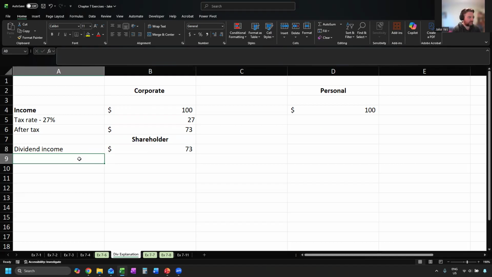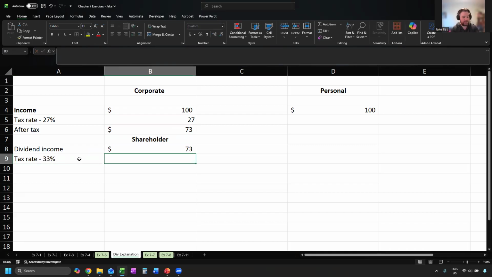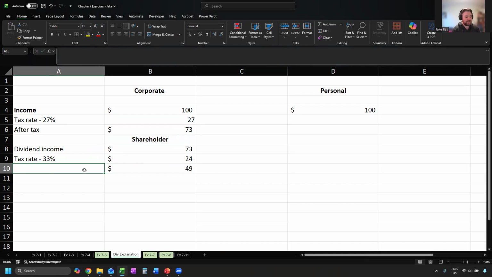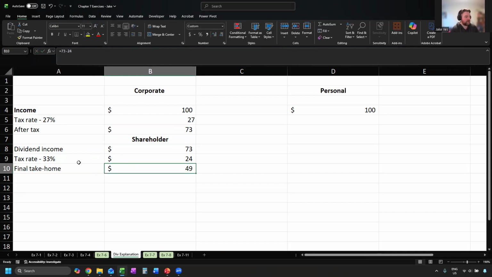Let's say their personal tax rate is 33%. $73 times 33% is another $24. So 73 minus 24 is going to leave them with a final take-home amount of $49. So you'll notice that in this situation, this amount of income is actually being taxed twice.